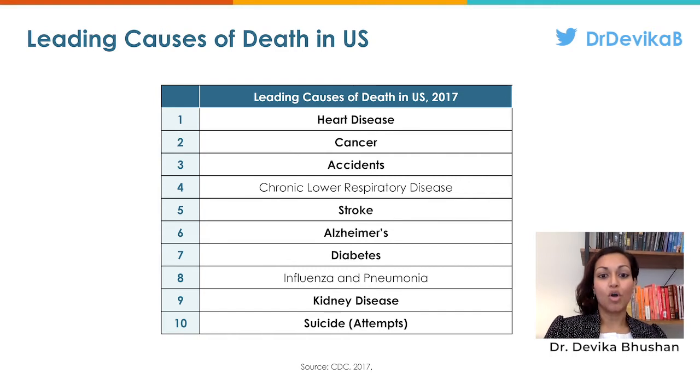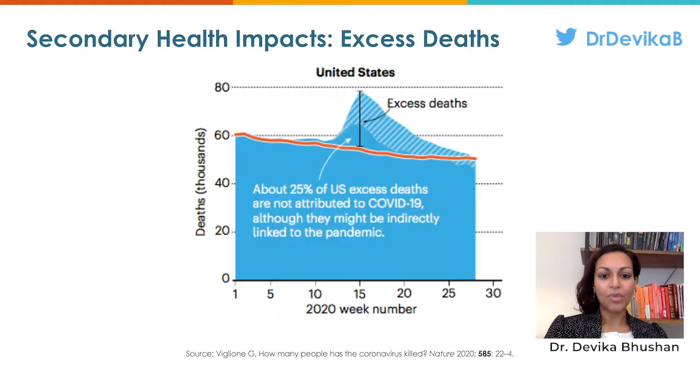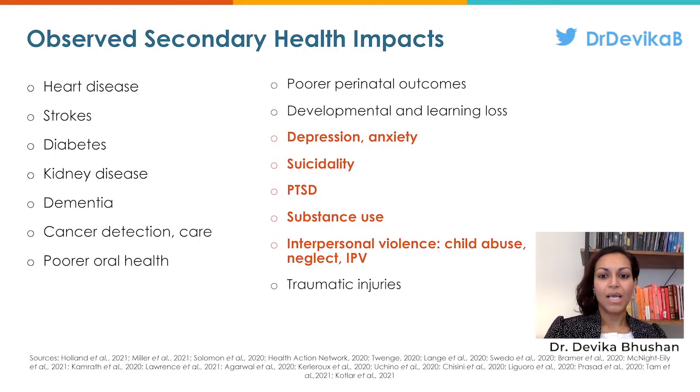Many of these conditions will also predispose to more serious infection and death with COVID-19. Overall, about 25% of the excess burden of death in the US since the pandemic has begun is attributable to the kinds of secondary health impacts that we've just reviewed.